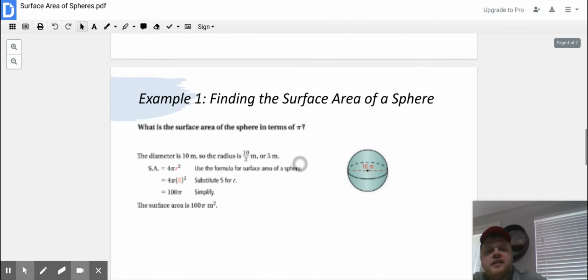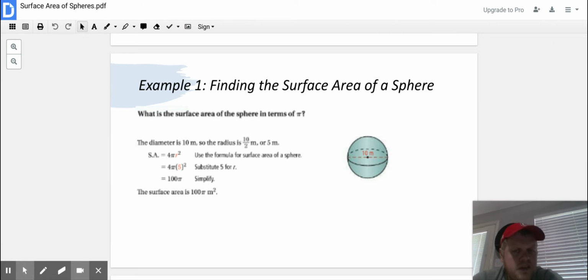So finding the surface area of a sphere. What's the surface area of the sphere in terms of pi? Now understand this one here. They gave us the diameter. Now, if I go back to my formula here, SA equals 4 pi r squared. So again, if they give us the diameter, we have to find the radius. So to go from a diameter to a radius, we're going to divide that by 2, which means our radius should be 5 meters. So again, all I'm going to do is plug in that 5 for my radius, which is the r.